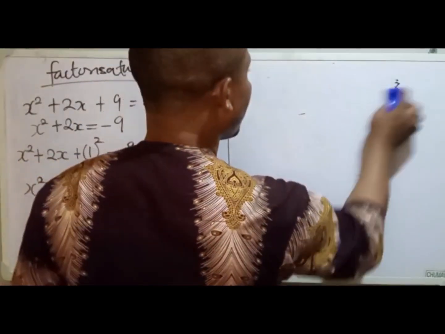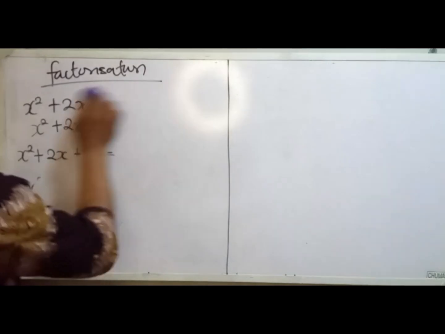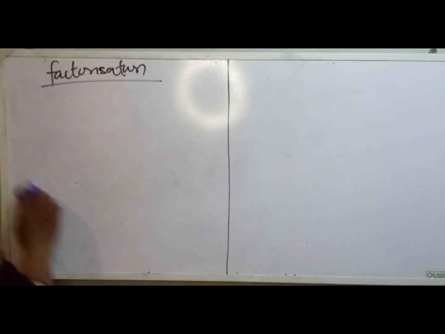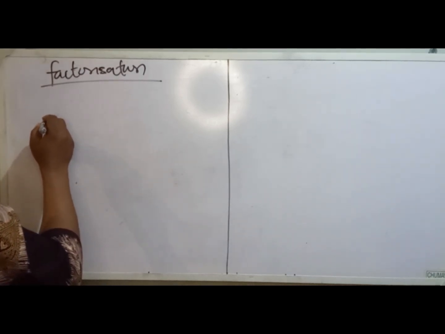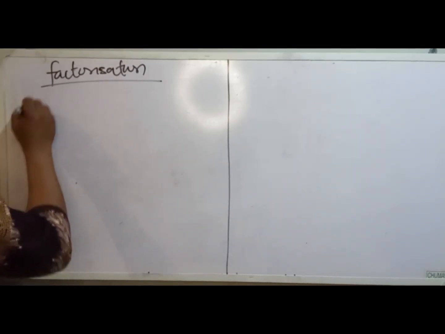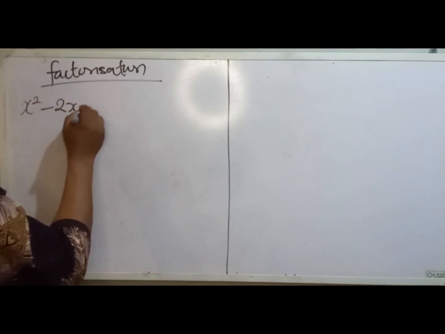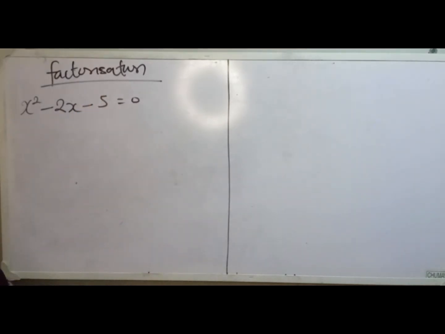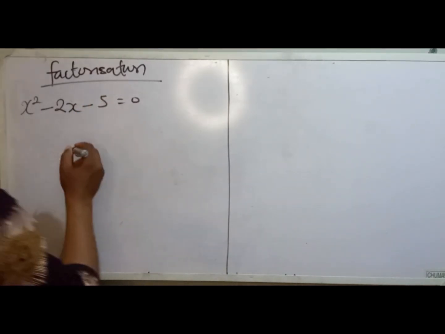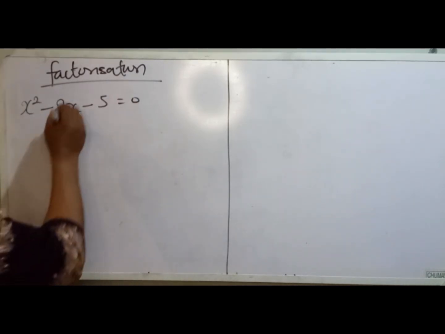An explanation. Right, let's take one more example. I'm going to take one more example here. I have x squared minus 2x minus 5 equals 0. Now, we have this also, and this cannot be factored as well.